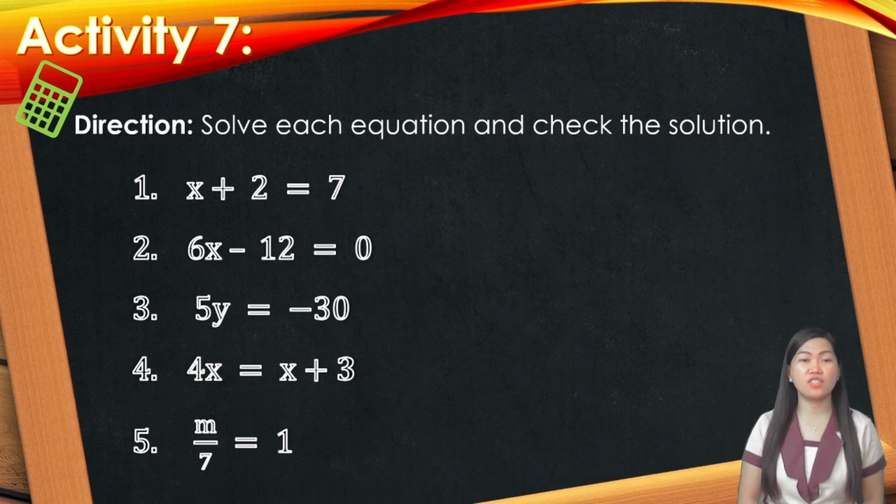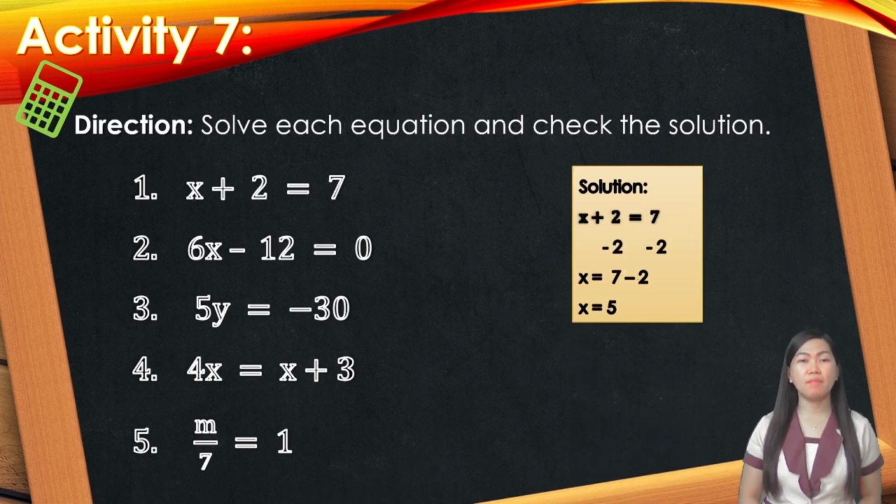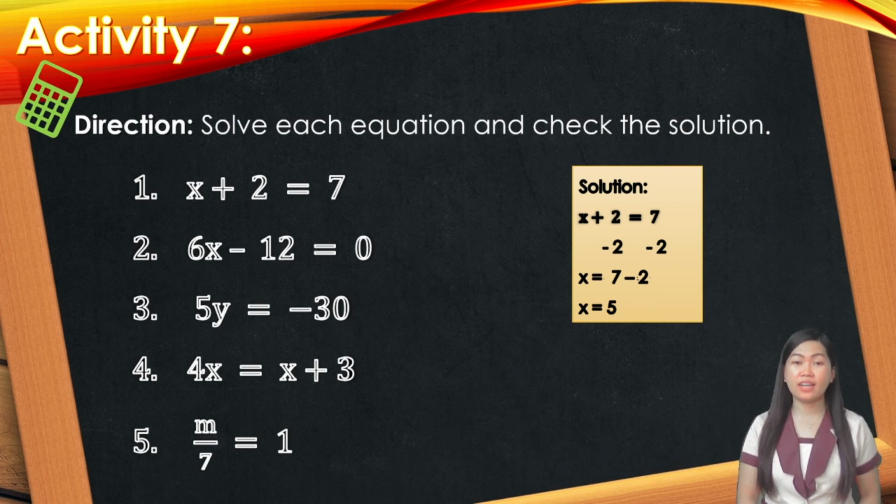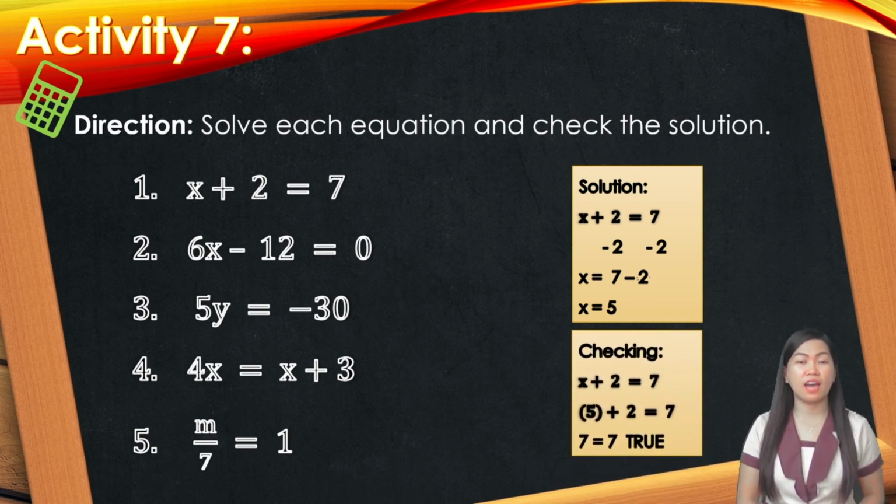Let us now check if your answers are correct. Number 1, we have x plus 2 is equal to 7. The inverse operation of addition is subtraction. That's why we subtracted 2 from both sides. So we have x is equal to 7 minus 2, or the value of x is 5. And now let us check if 5 is the correct answer. Substitute 5 into the given equation. We have 5 plus 2 is equal to 7, or 7 is equal to 7. And yes, the equation is true. The answer for number 1 is 5.